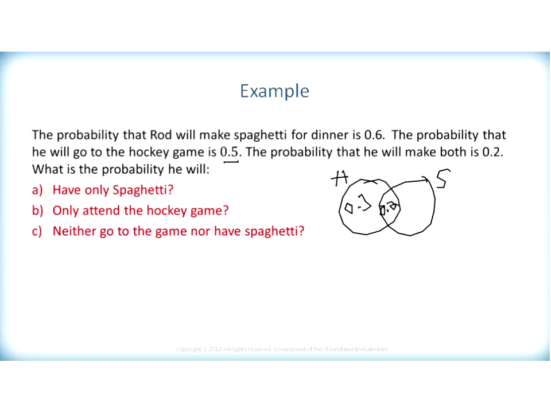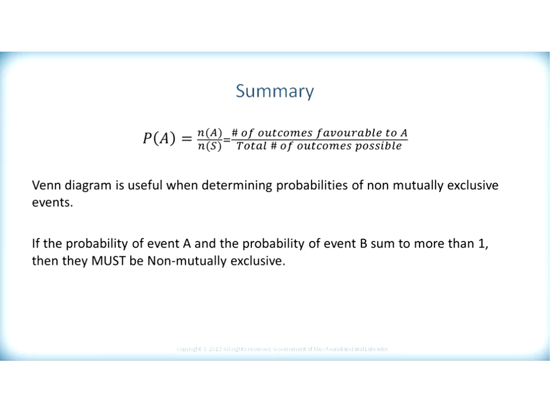The probability he will make spaghetti for dinner is 0.6. That leaves 0.4 being the probability that he will only make spaghetti. The union adds up to be 0.9, giving us 0.1 being the probability that he will do neither. The probability that he will only attend the hockey game would be 0.3, and the probability that he will neither go to the hockey game nor have spaghetti will be 0.1.